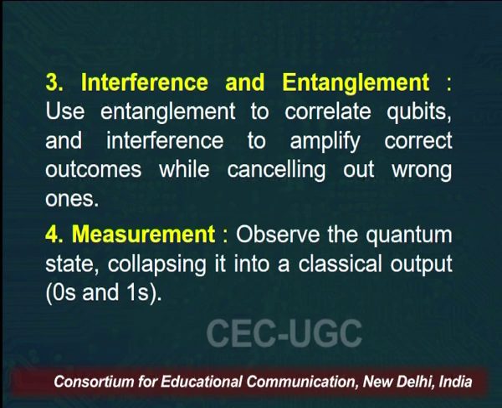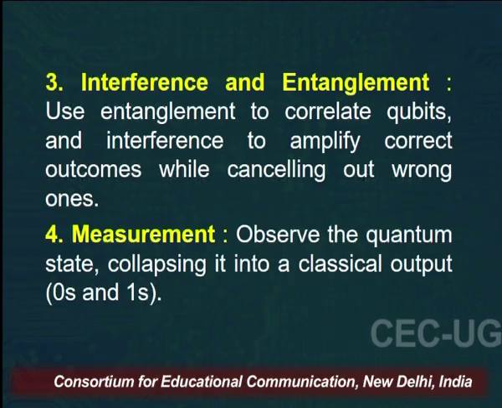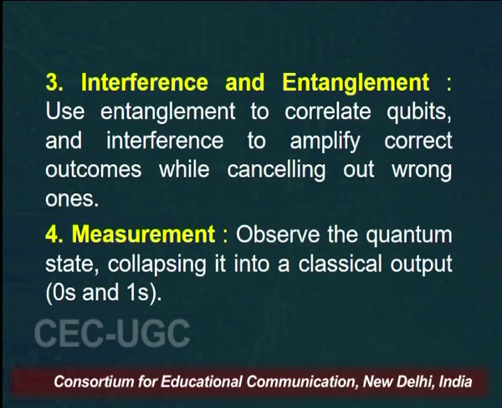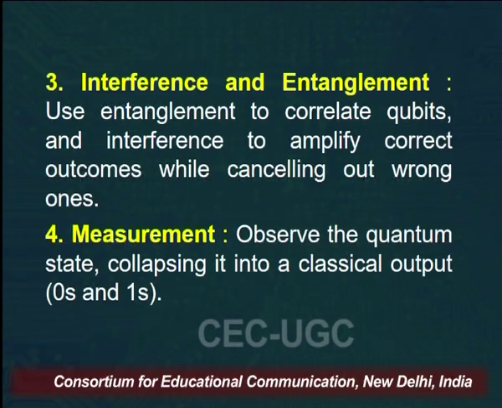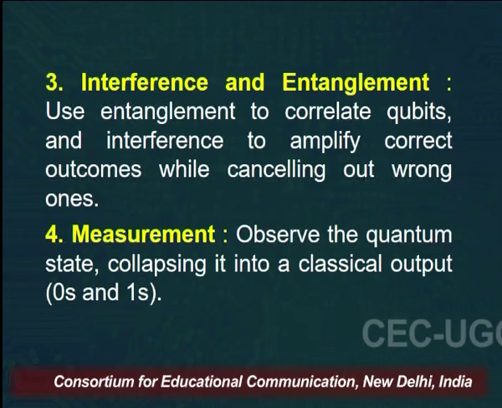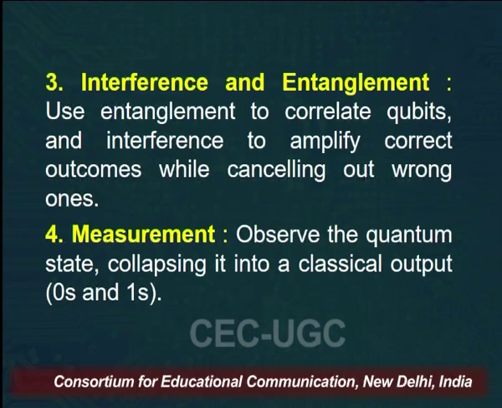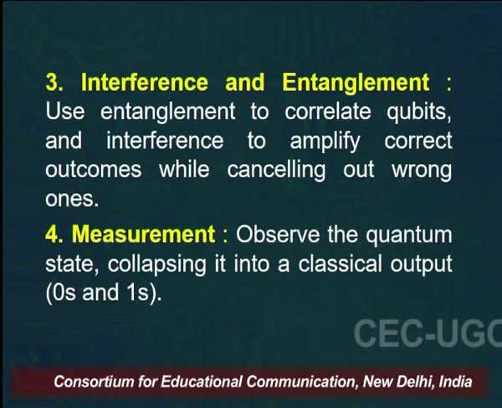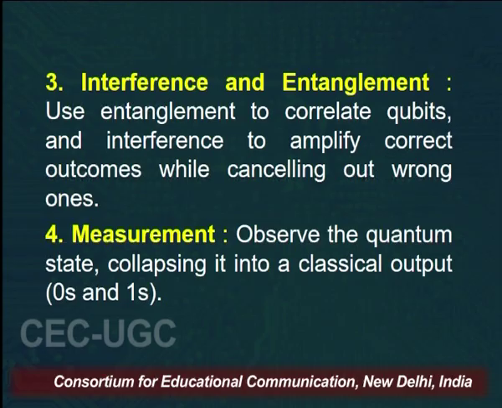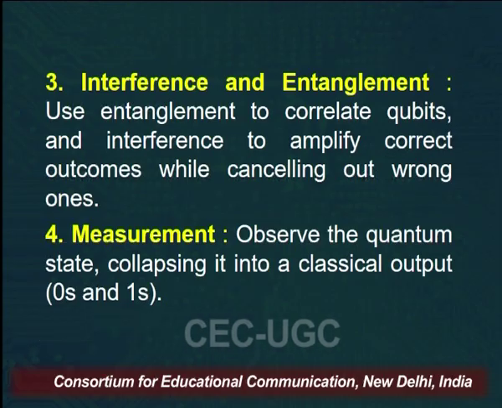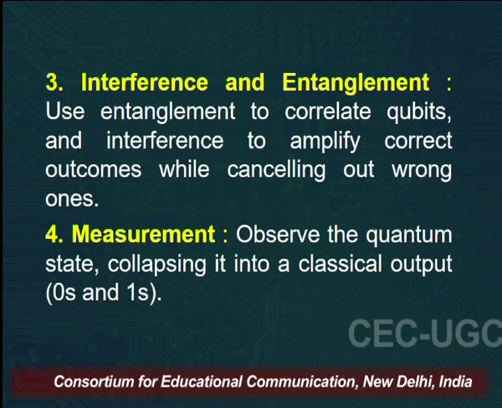Next, the fourth step is measurement: observe the quantum state, collapsing it into a classical output. Measurement means observing a quantum state, collapsing it into a classical output like 0 and 1. Whenever we have the states, to close the window, we use quantum measurement as a collapse, giving the 0 and 1 output. In quantum we also get various outputs.